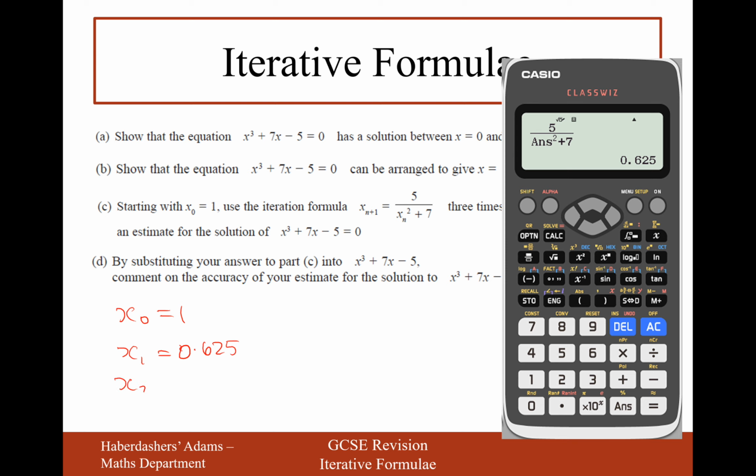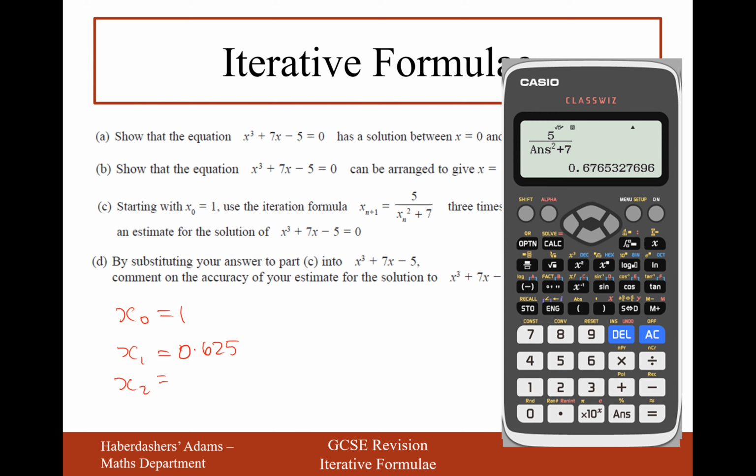The next that we want to use is 3 times, so 2 more please, 0.6768 rather. And that will be x3 equals 0.67. So it looks like it's going to be about 0.67 to 0.68.